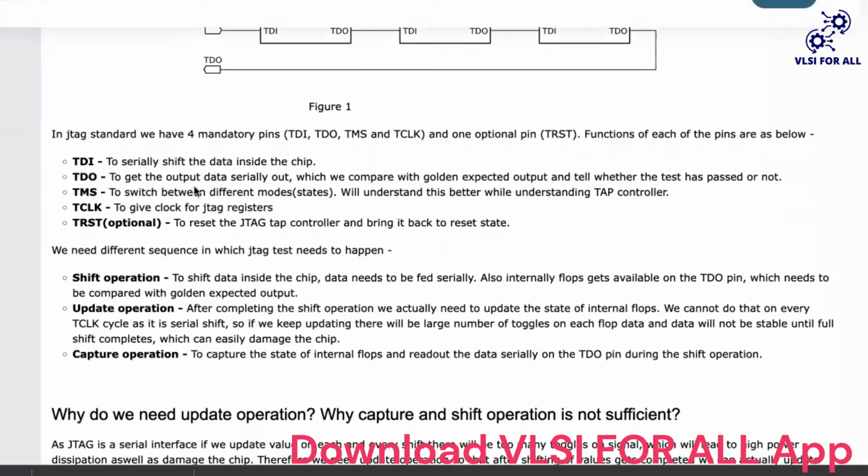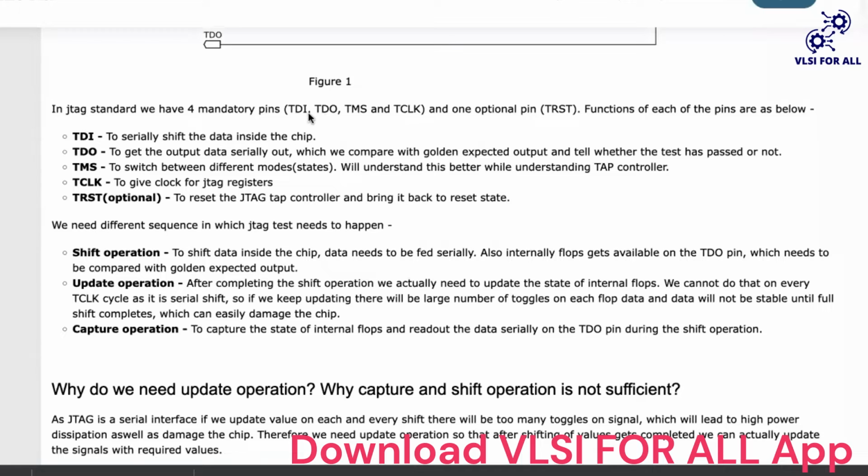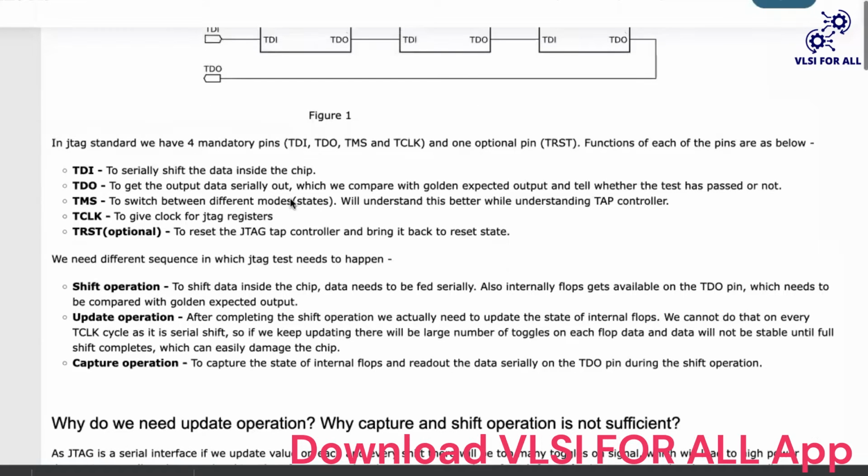So in the JTAG standard, we have 4 mandatory pins: TDI, TDO, TMS, and TCLK. And there is one optional pin, that is TRST. Okay. So TDI, as I talked about, is an input pin. To serially shift in the data, you need a pin that is known as TDI. TDO is to serially get out the data.